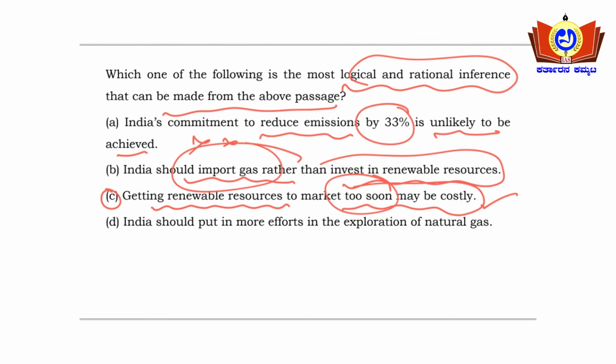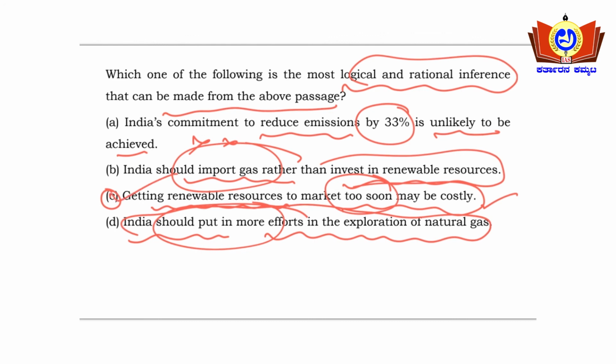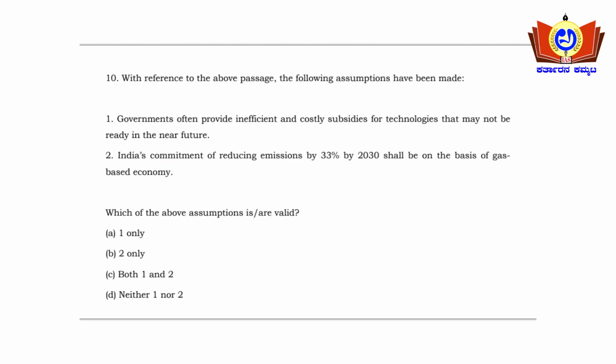I'll be checking also option D. India should put in more efforts in the exploration of natural gas. Nowhere in the passage is it talking about the exploration, so hence option C is the right answer here. Okay, moving on to the next question. With reference to the above passage, the following assumptions have been made. In the previous questions, we had talked about the inference. In this question, it is talking about assumptions here.